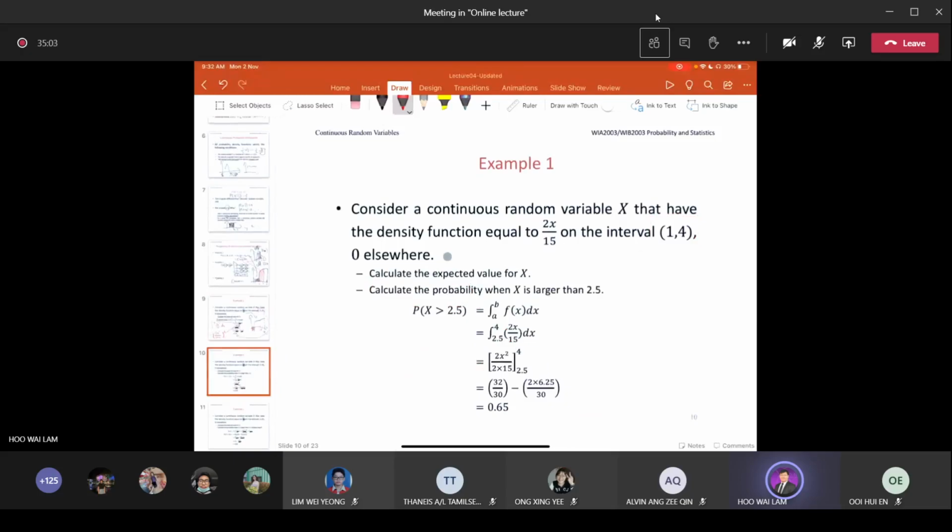Then we move on. Consider a continuous random variable x that has the density function equal to 2x divided by 50. Oh, sorry, same question. Calculate the probability when x is larger than 2.5. Okay, it's the same question here. It's just that right now you have a question 2. So from here, you basically rewrite it in this way: x over here, larger than over here, 2.5 over here.